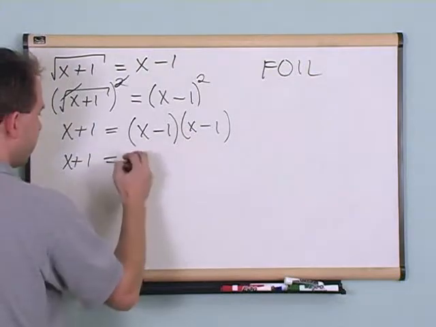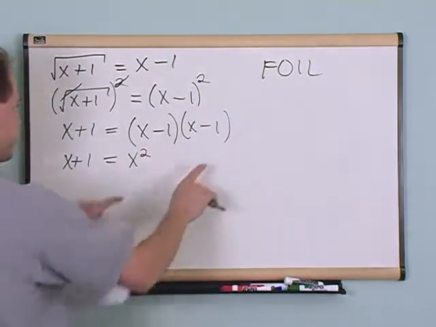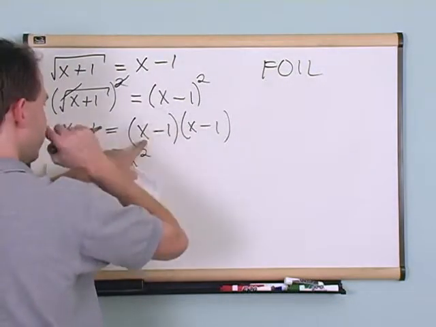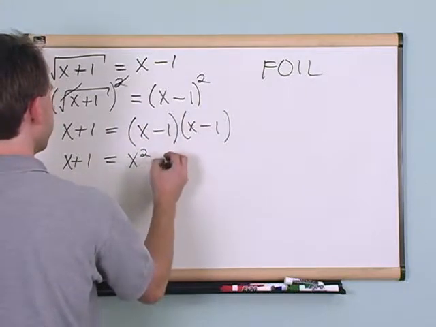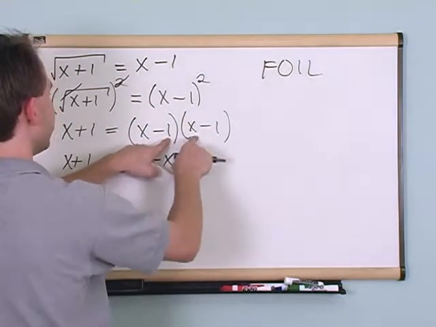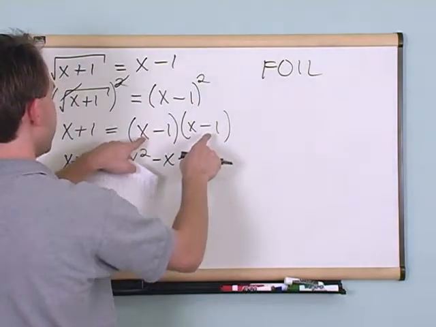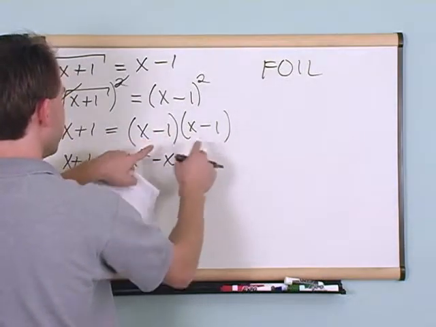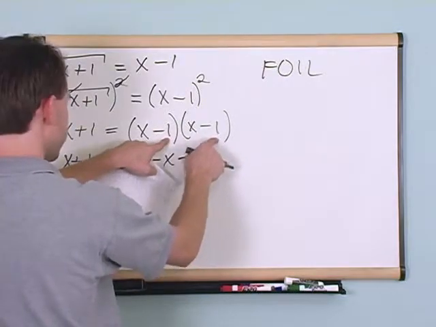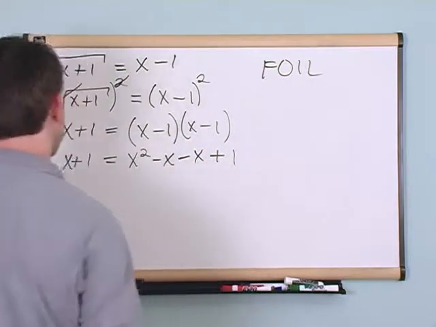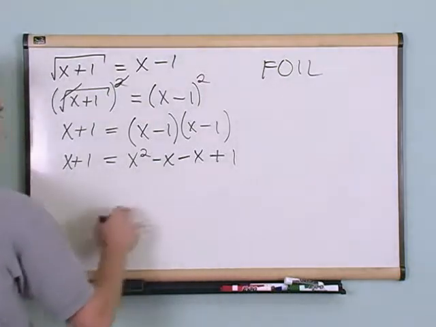X times x gives me x squared. The outside terms, x times negative 1 is negative x. The inside terms, negative 1 times x, again, is negative x. And the last terms, negative 1 times negative 1 gives me a positive 1. So I've done FOIL to expand this.